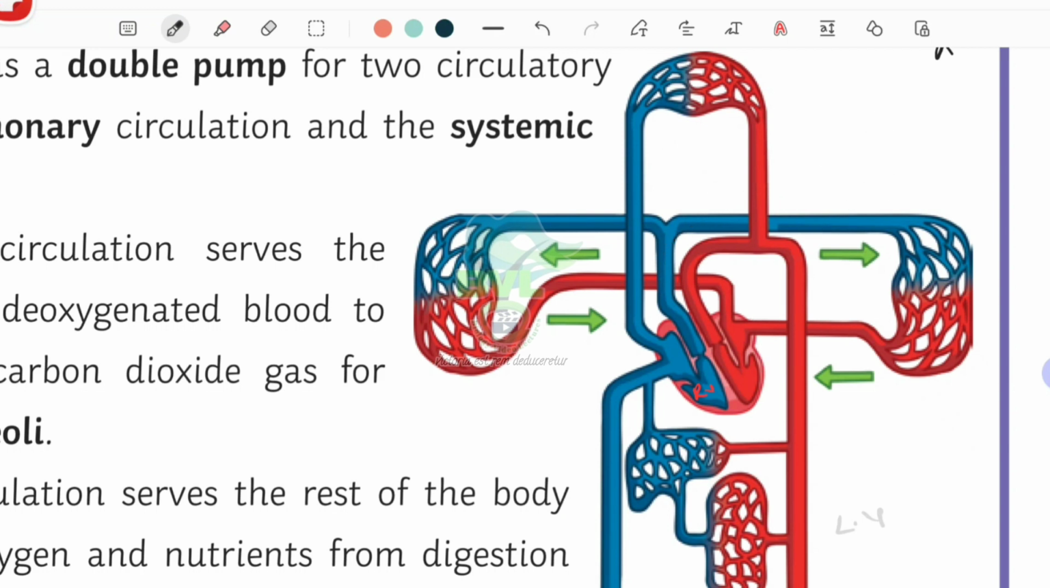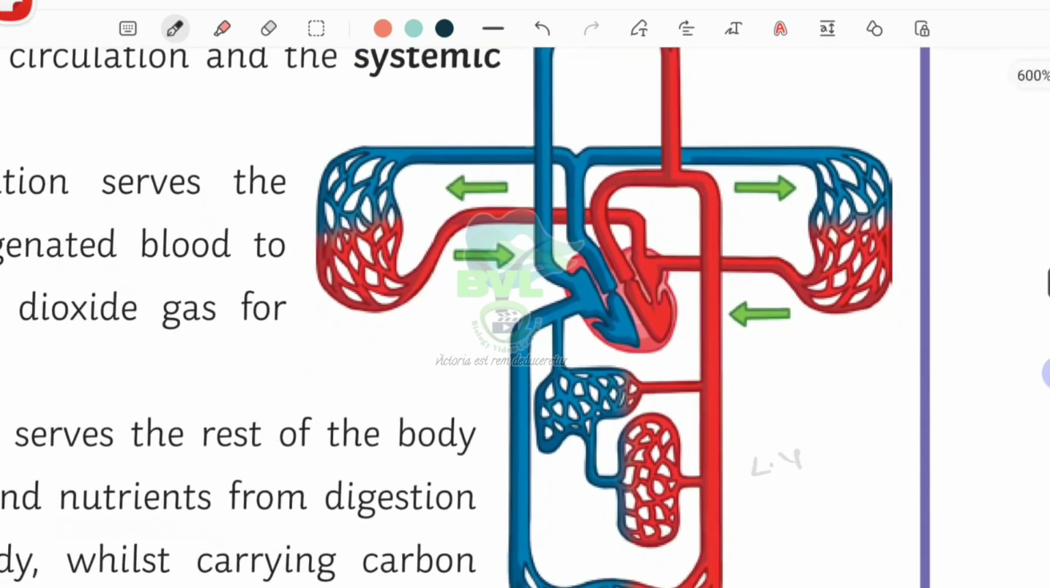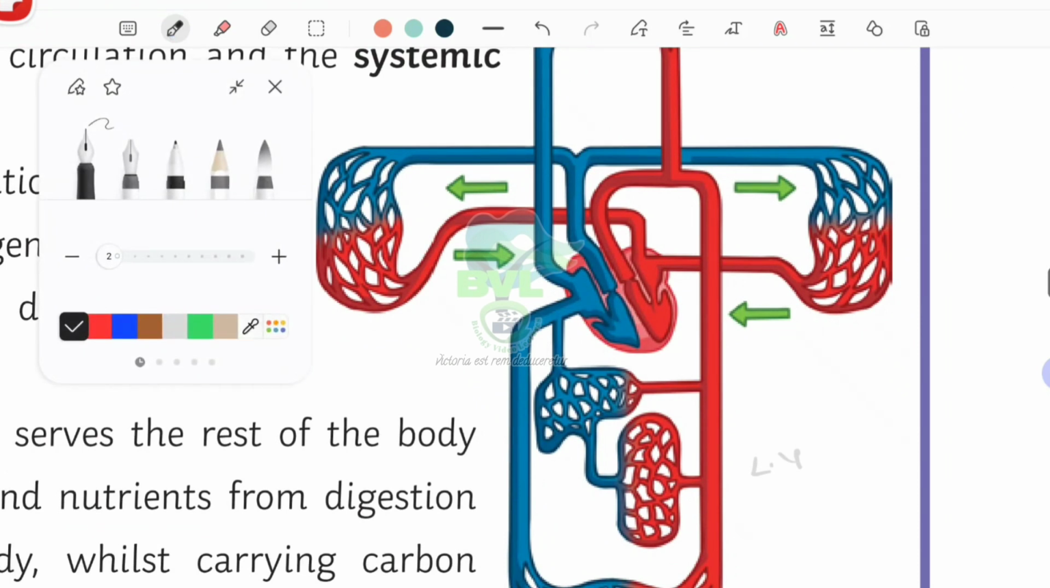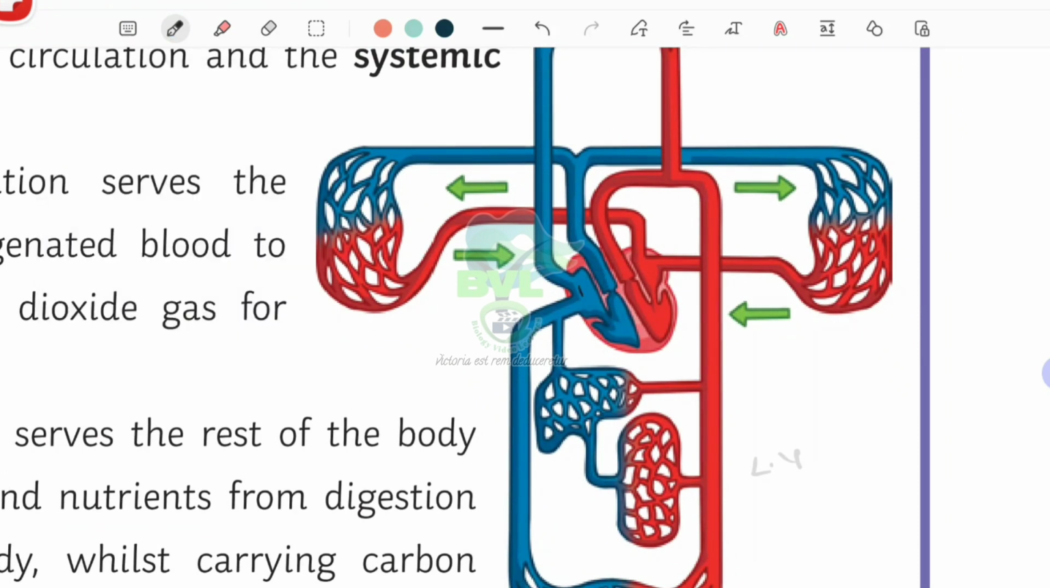Now, it's very important for you to be able to label this. So, as earlier said, this is your right atrium, right ventricle, left atrium, left ventricle. You should know that the thickest part of the heart is this left ventricle. Why? Because the blood from this side is pumped around the whole body. That's something you should know.